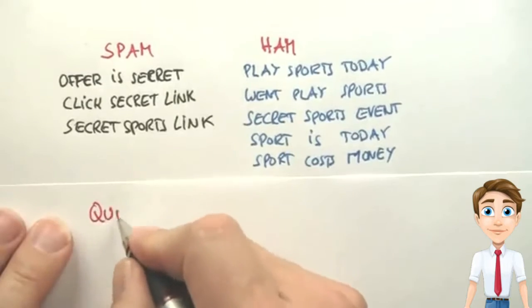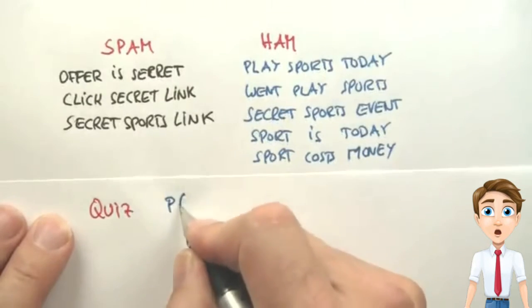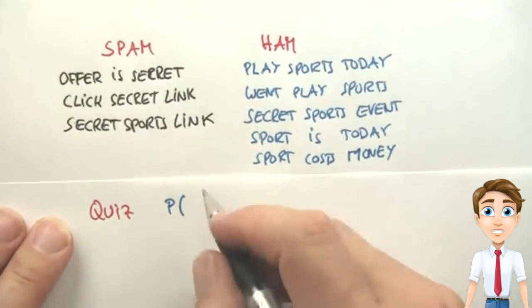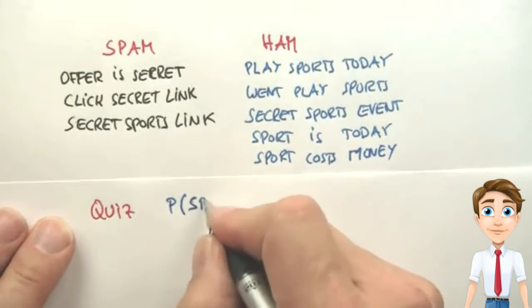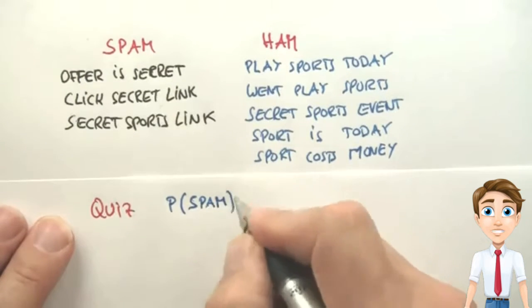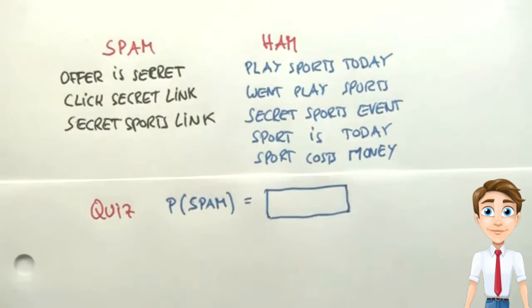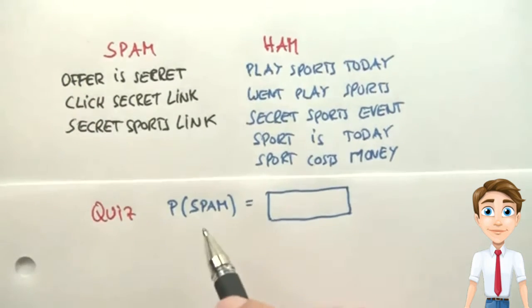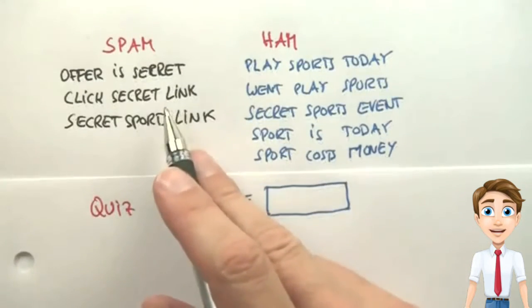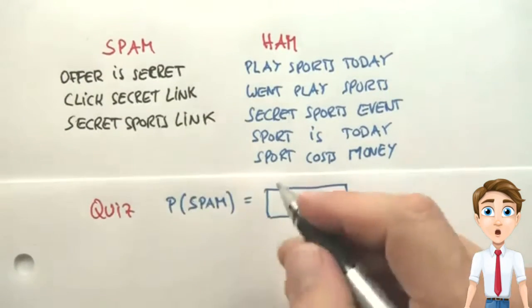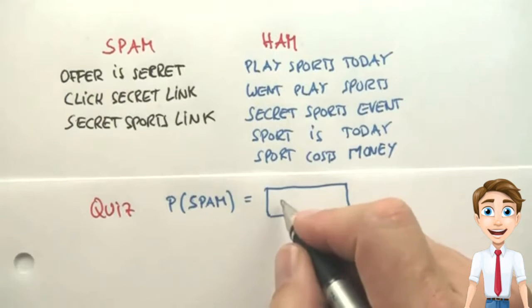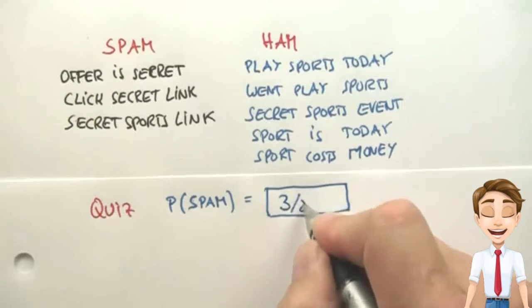Another quiz. What is the probability that a random message that arrives falls into the spam bucket, assuming that those messages are all drawn at random? And the answer is there's 8 different messages, of which 3 are spam. So the maximum likelihood estimate is 3 over 8.